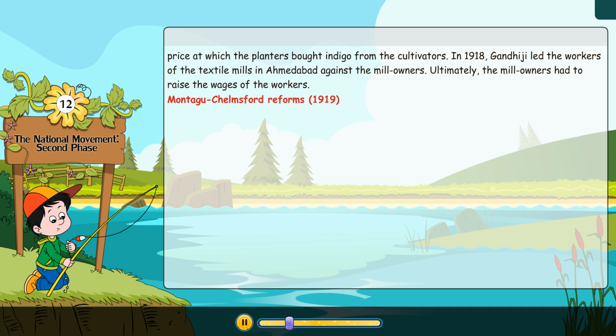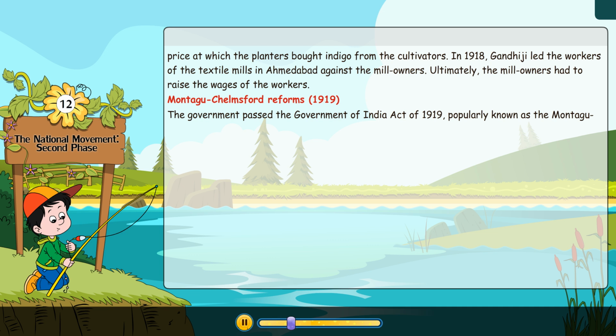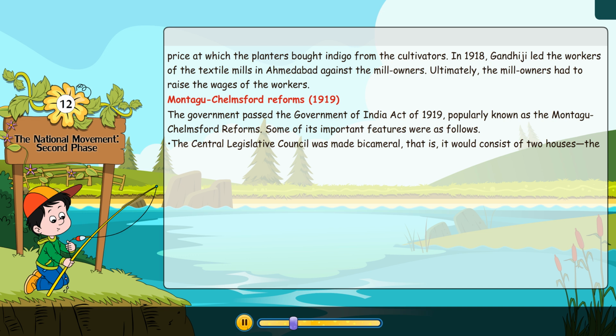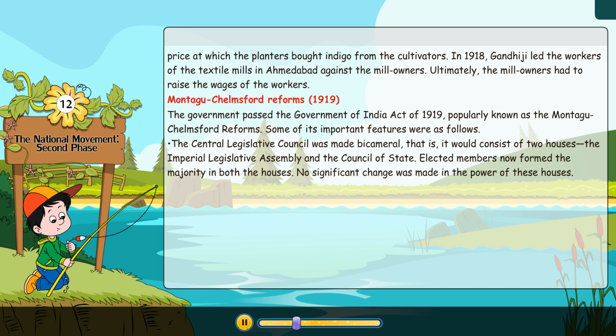Montagu-Chelmsford Reforms, 1919. The government passed the Government of India Act of 1919, popularly known as the Montagu-Chelmsford Reforms. Some of its important features were as follows. The Central Legislative Council was made bicameral, that is, it would consist of two houses, the Imperial Legislative Assembly and the Council of State. Elected members now formed the majority in both the houses. No significant change was made in the power of these houses.